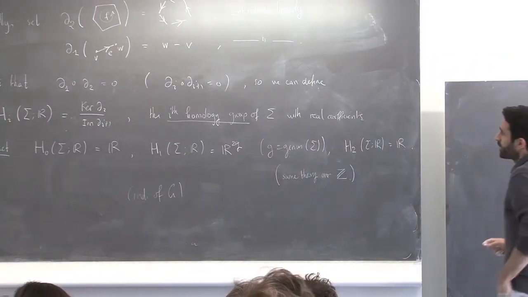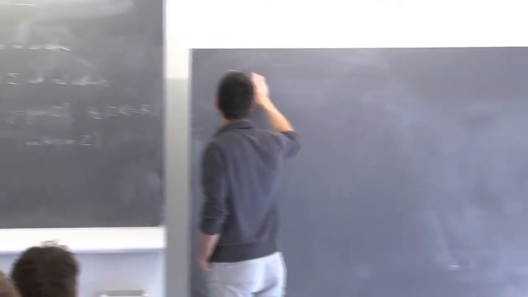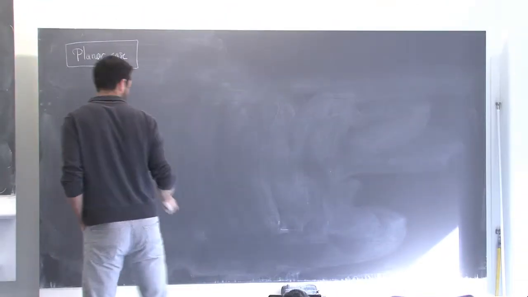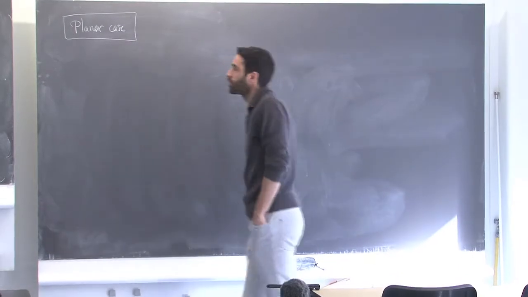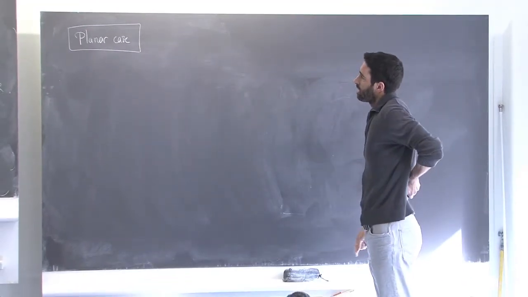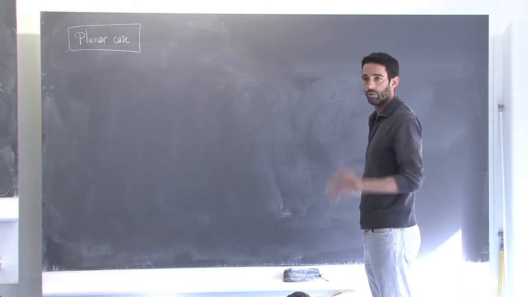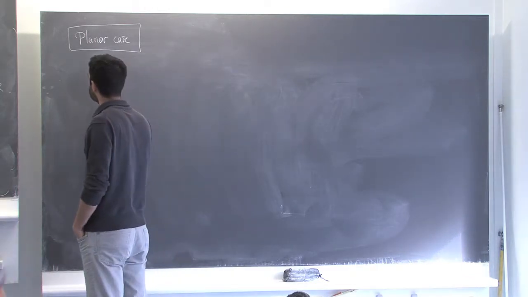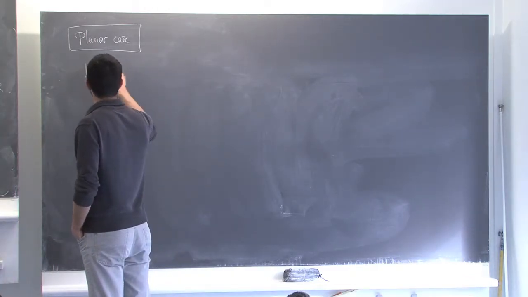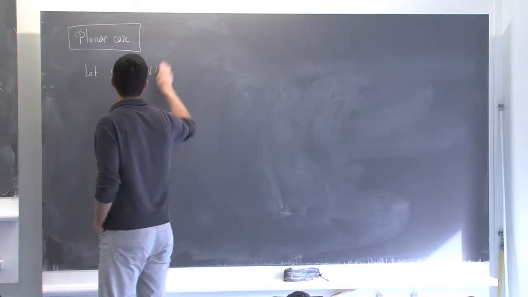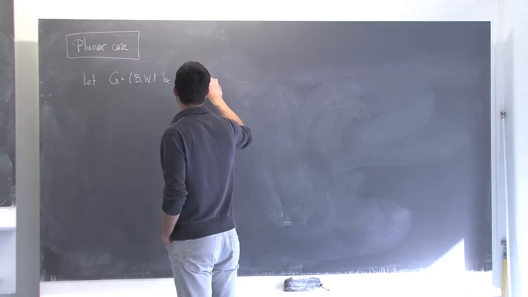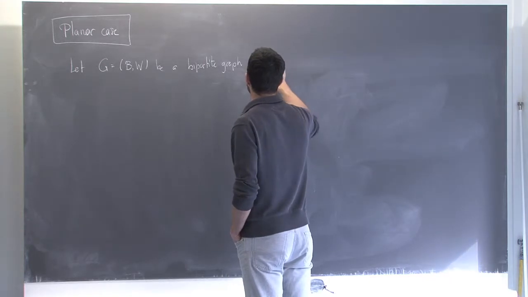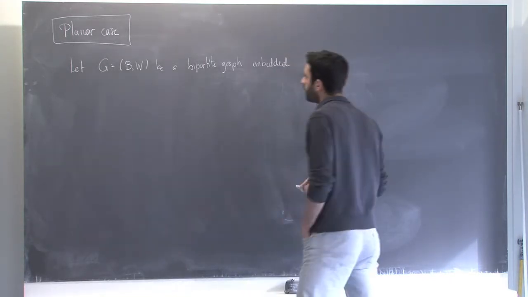Okay. So now I will start with the planar case. I will explain everything in detail for the planar case, and I will just tell you afterwards, at the end of the class, what you need to change if you're working in a general surface. So, okay. So let G be a bipartite graph. And so we're going to assume that it's embedded in the plane.